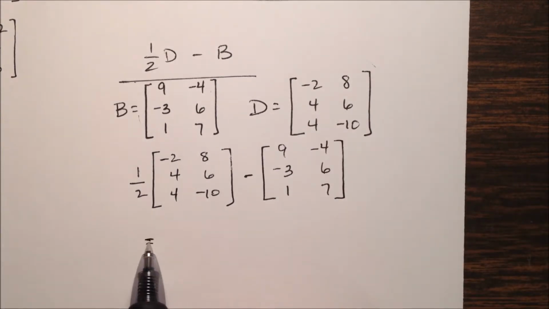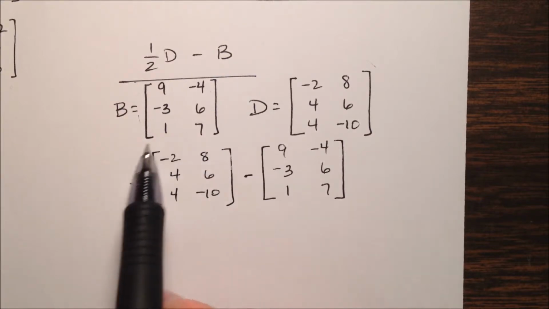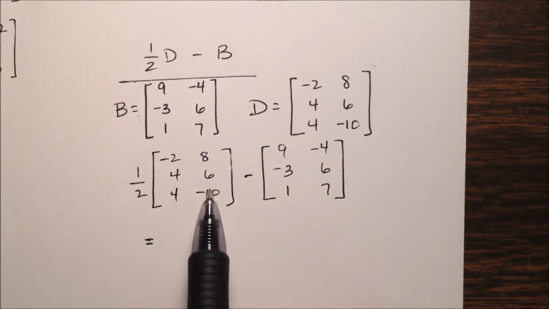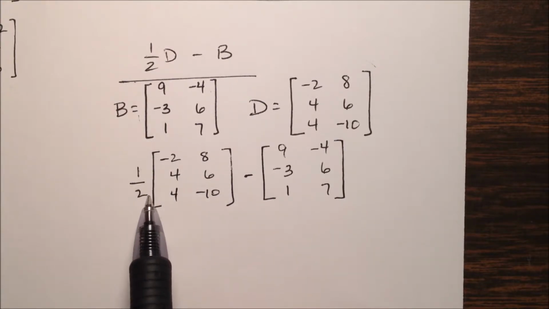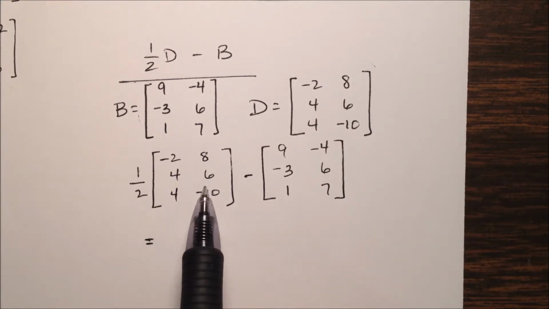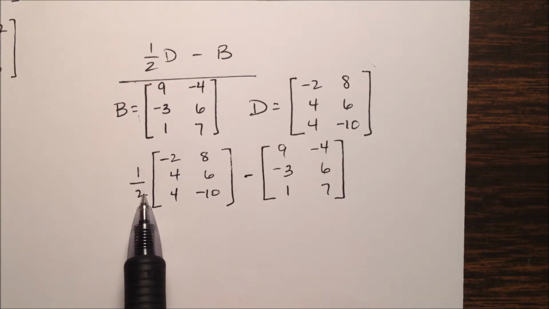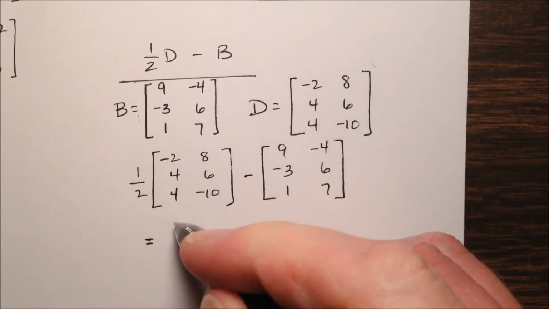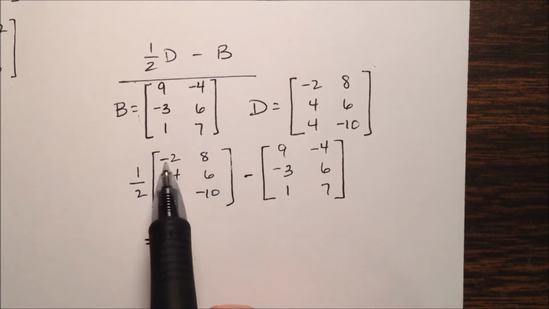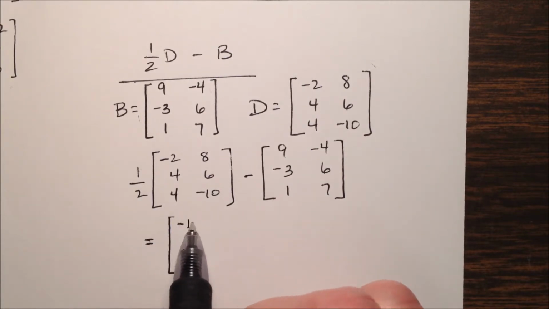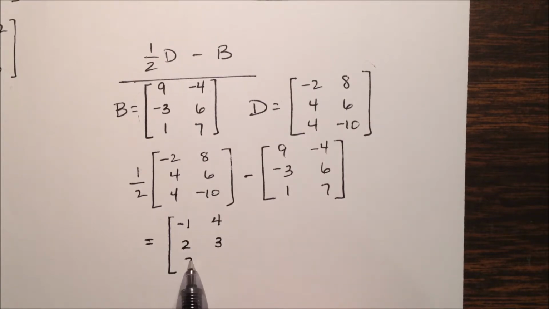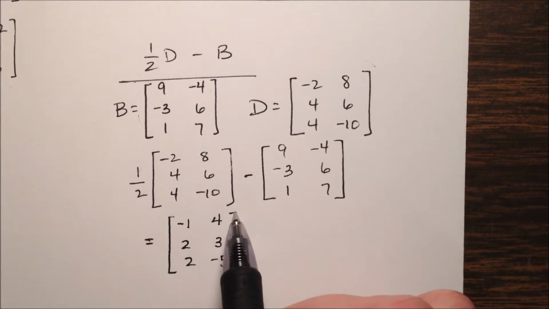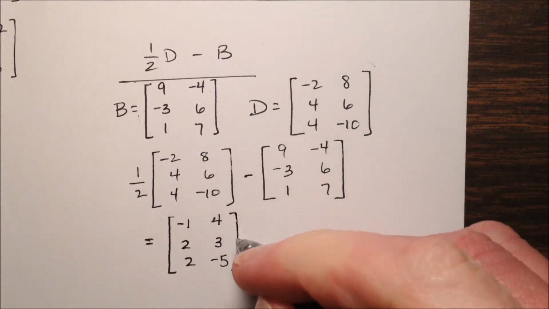So what this looks like is, before I can do the subtraction, my D matrix right here is being scaled by a factor of 1/2. So essentially I'm going to take every entry in this D matrix and chop it in half, with 1/2 of each value. So when I do that, half of -2 is -1, half of 8 is 4, and then I can do halves and halves. Okay, so I've done all the halves of that matrix.